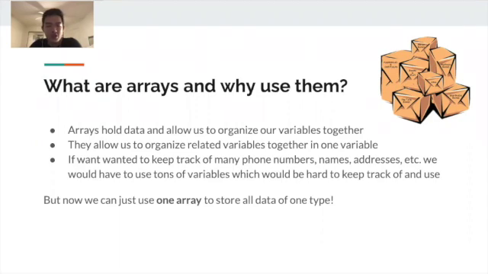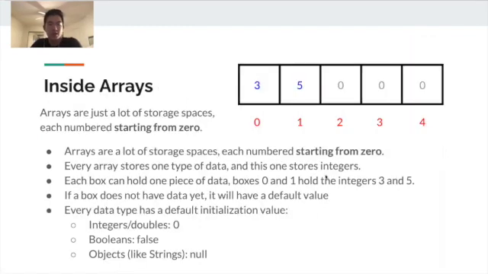So if we want to keep track of many phone numbers, names, addresses, we would have to use a ton of variables. That's going to be really hard to keep track of. With separate variables, if you want to make a change to all of them, it's going to take forever. So now we can just use one array that'll store all data of one type. For example, if we wanted to store a ton of names, we can just use an array of strings.